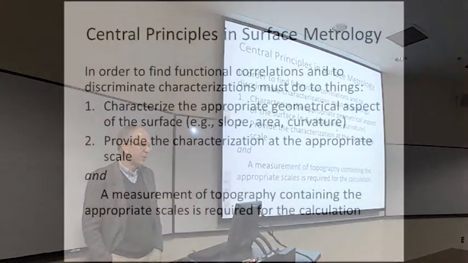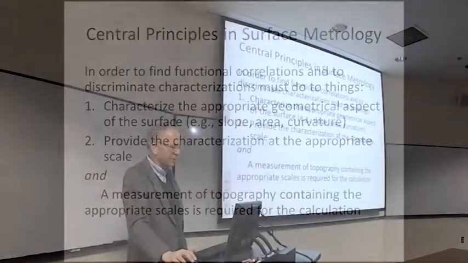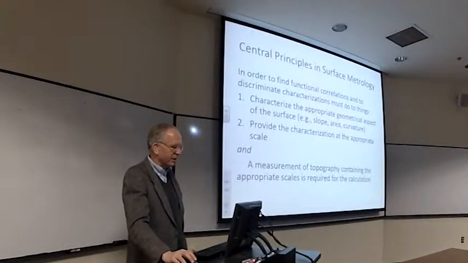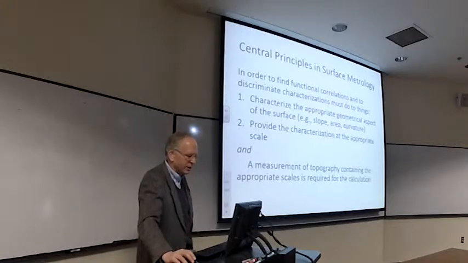And then the other thing is, I need a good enough measurement. And so I need to make sure that my measurement includes the appropriate scales. And one of the reasons why we haven't found more correlations in the literature is that historically, measurements haven't been made at the appropriate scales, the characterization hasn't been done at the appropriate scales, and people haven't correlated or calculated the appropriate kind of geometrical feature. I guess that might be better than aspect.